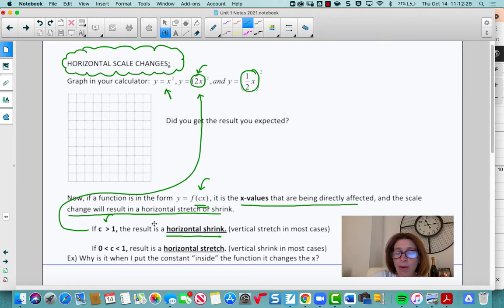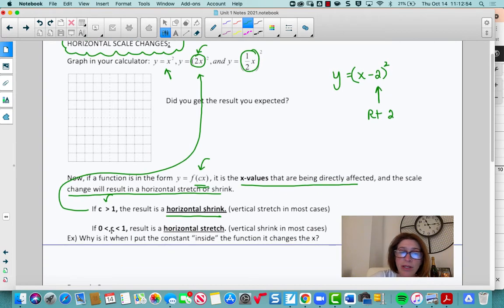Now, if I gave you y equals x minus 2 squared, when we set our shift, we said this was going to the right 2 because it was going in the opposite direction. I want you to think about when you have a constant being multiplied inside the function, you're going to be dealing with a reciprocal when we write our rule. So if c is greater than 1, it's a horizontal shrink. If c is between 0 and 1, it's going to be a horizontal stretch.